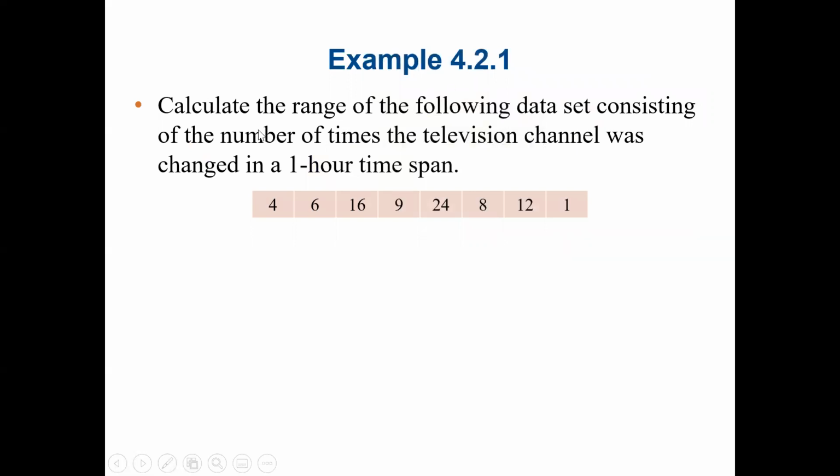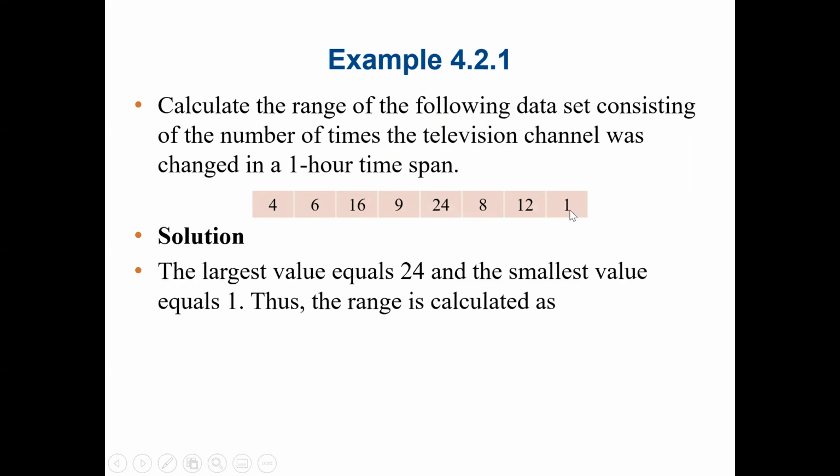So an example here says we should calculate the range of the following data set consisting of the numbers of times the television channel was changed in a 1 hour time span. So we have a data set of 4, 6, 16, 9, 24, 8, 12, and 1. So we are going to look for the largest value. In this case, the largest value will be 24, and the smallest value will be 1. So the difference of 24 and 1 will give us the range. Again, to find the range, we find the difference between the largest and the smallest value.